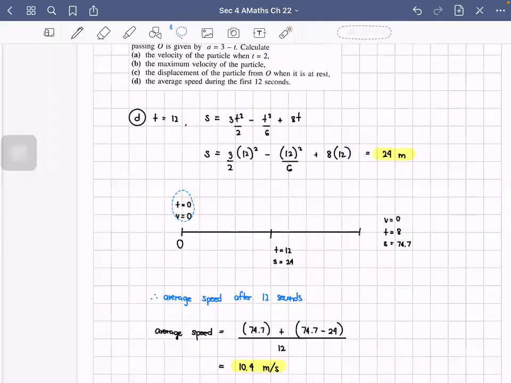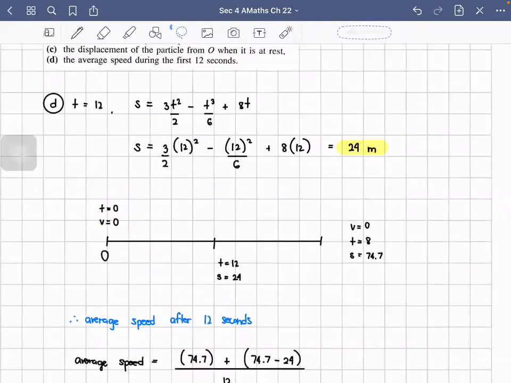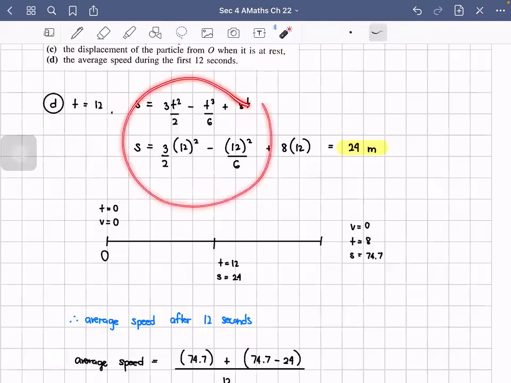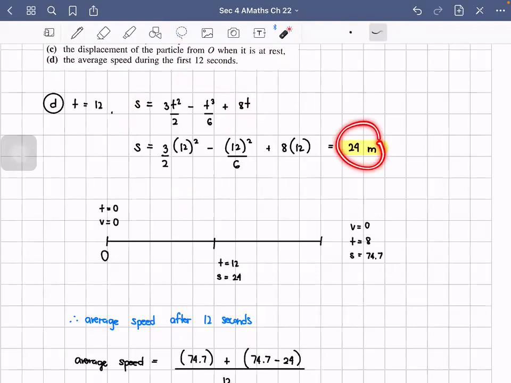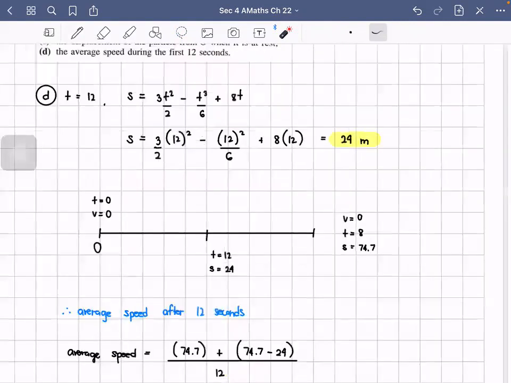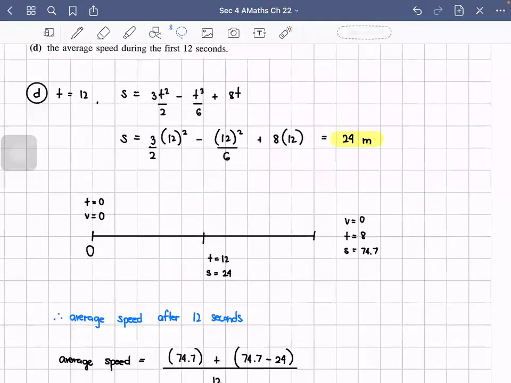Anyway, the question is, how do you find the average speed during the first 12 seconds? First, you need to find the displacement after 12 seconds, and that is 24 meters. Let me write it here. It's illustrated by this line over here.